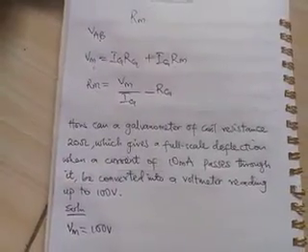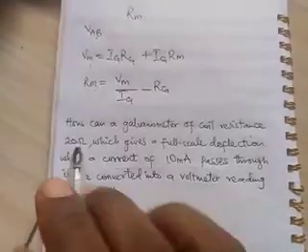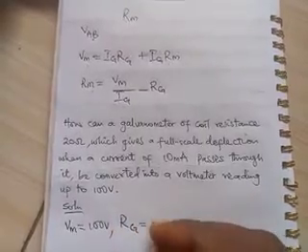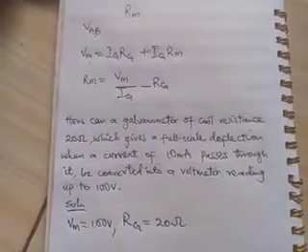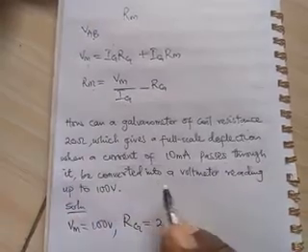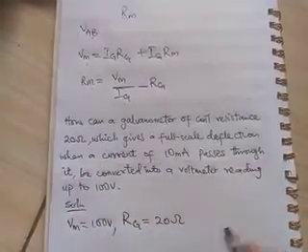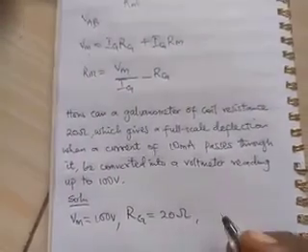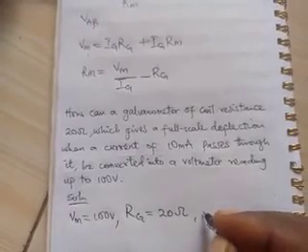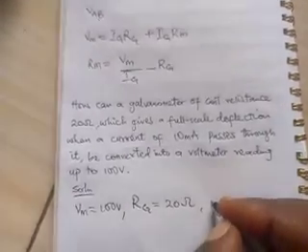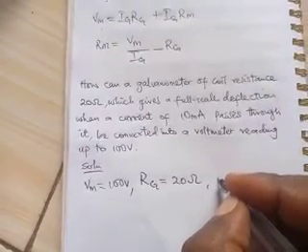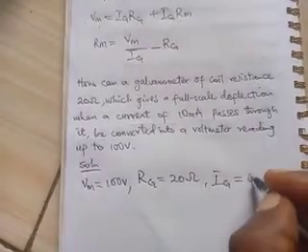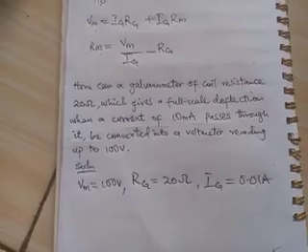The resistance in the galvanometer is 20 ohm, which gives a full deflection with a current of 10 milliampere. But we cannot use the milliampere, so we convert it to ampere, which is 0.01. So the current in the coil will have to be 0.01 ampere.